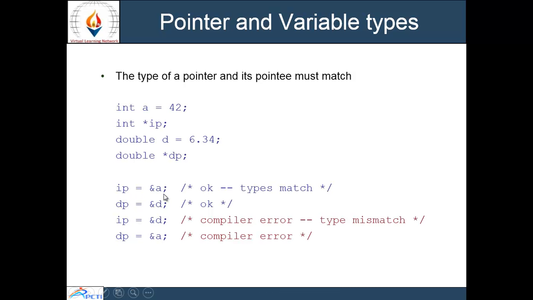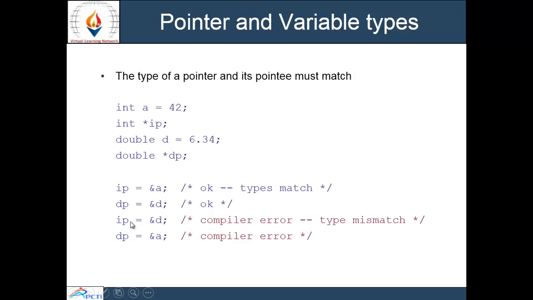This is okay because the variable whose address I am going to assign to the pointer ip, their data types match. Next statement, dp = &d. Here dp is a pointer and d is a variable whose address I am going to pass to dp. This is also okay because both are of the same data type, pointer and variable.